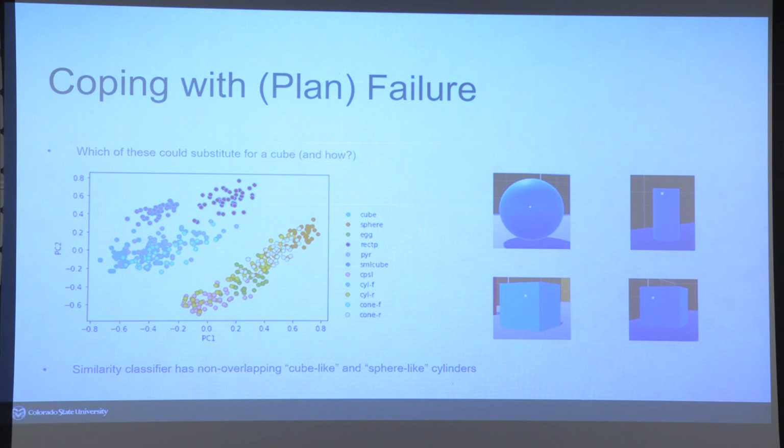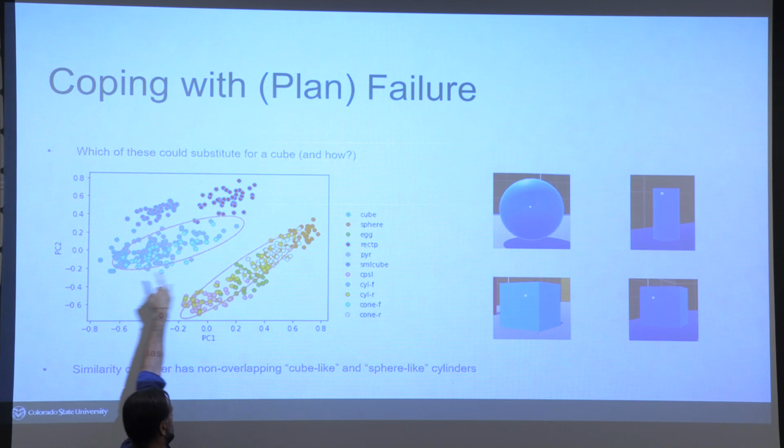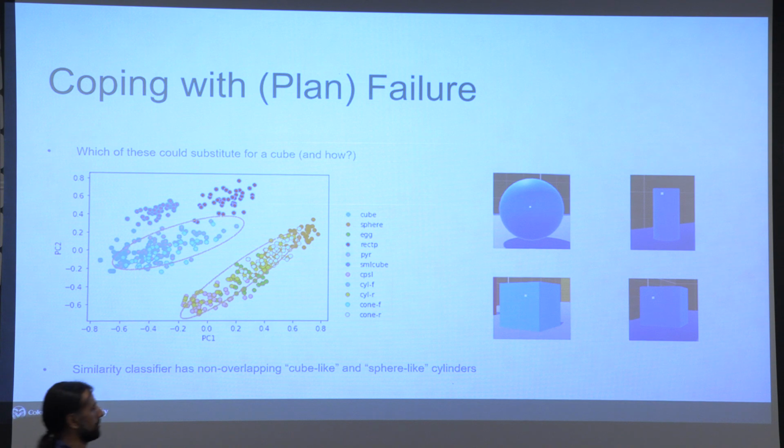Our similarity classifier has these non-overlapping cube-like and sphere-like cylinders. If we split them according to their label and the orientation, we can see that I've got a cluster of what's denoted as cone F and cone R. So this is cone R, which takes up this space. This is cone F, which takes up this space. They overlap with other objects in those flat and round categories.